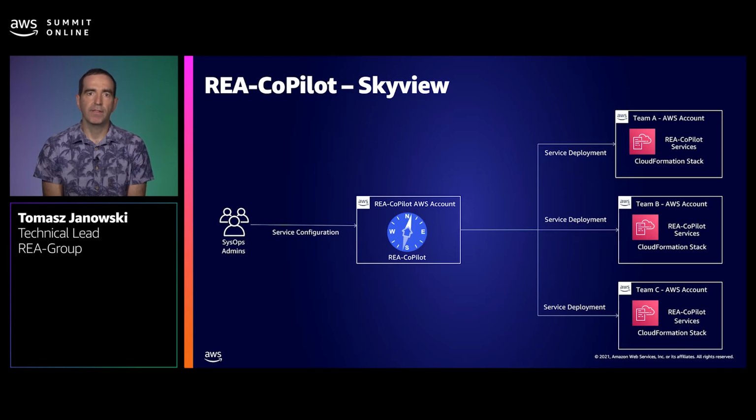REA-CoPilot is a platform that our SysOps admins use to install services in their AWS accounts. Currently, CoPilot offers services such as CI agents, log aggregator, secure VPCs, or AWS console single sign-on. Following the infrastructure as code approach, system administrators describe the desired services and their configuration using YAML files that are then uploaded to CoPilot. The CoPilot service operators are responsible for the actual deployment and monitoring of the services in all REA AWS accounts. Now let's have a closer look at the design of REA-CoPilot.